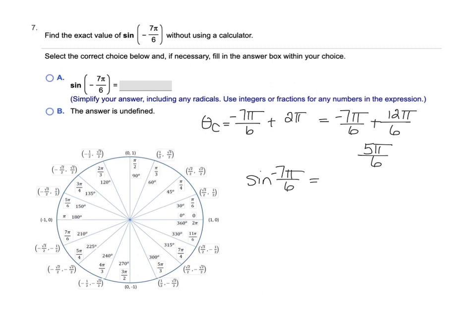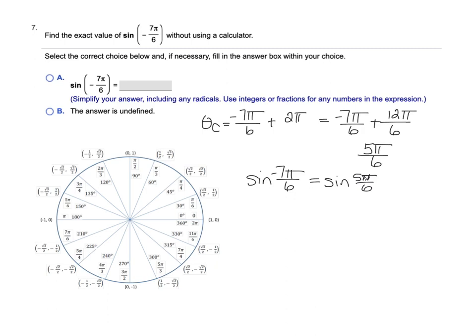same thing as the sine of 5 pi over 6, because negative 7 pi over 6 and 5 pi over 6, they're coterminal angles. They're really in the same place. We just added a whole circle to it. They have the same trig value. So we can find sine of 5 pi over 6.